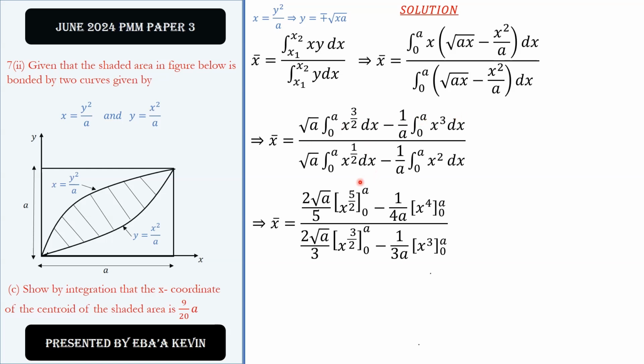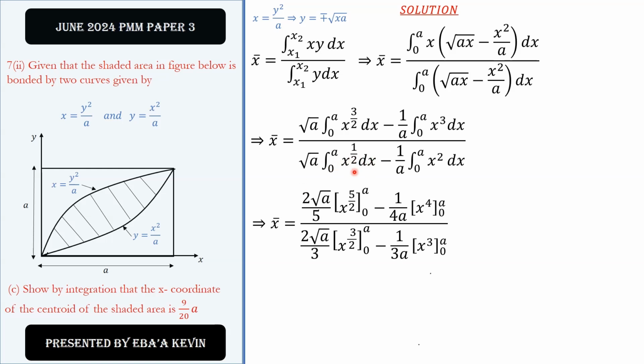Take note of it. Here was 5 divided by 2: if we integrate x to the power 3 and a half, we are going to have x to the power 5 divided by 2, then divided by 5 divided by 2. Take note, very important. And similarly, if you want to integrate x to the power a half, we are going to have x to the power 3 and a half divided by 3 and a half. Bringing the 3 and a half outside, we are simply going to have 2 square root of a divided by 3 times x to the power 3 and a half from 0 to a.